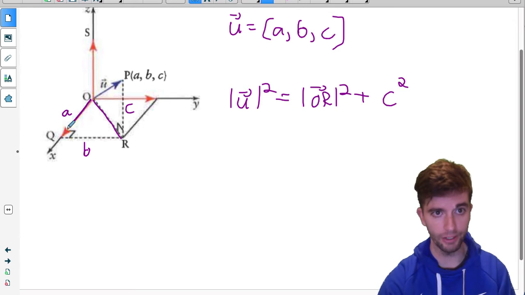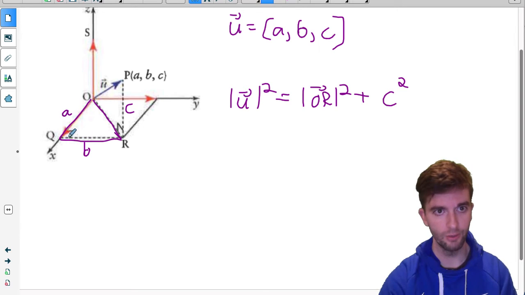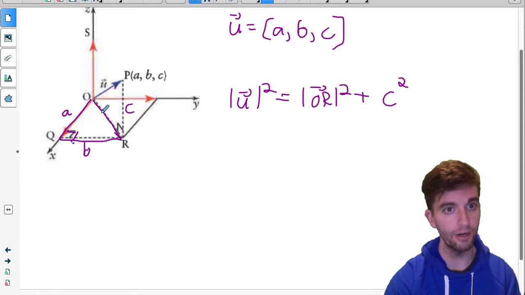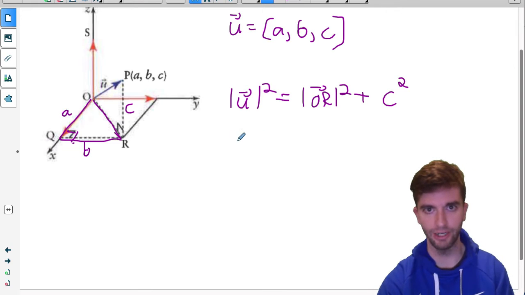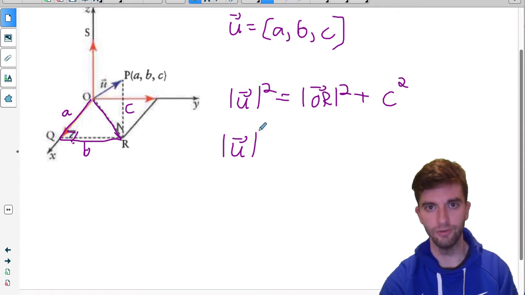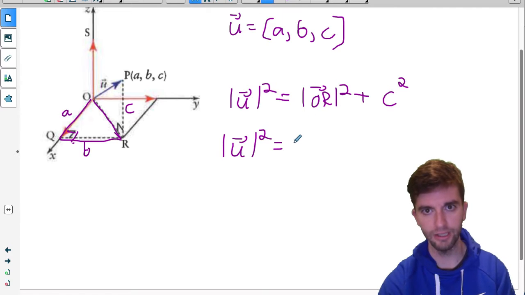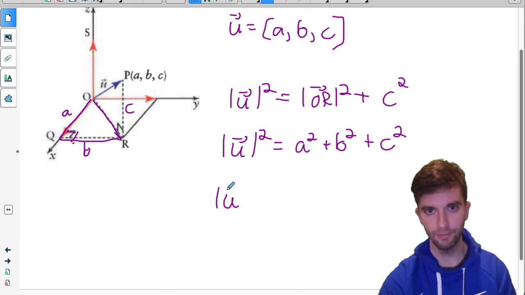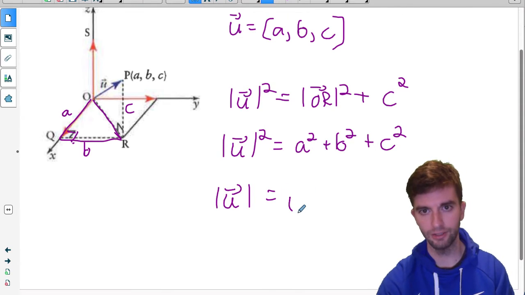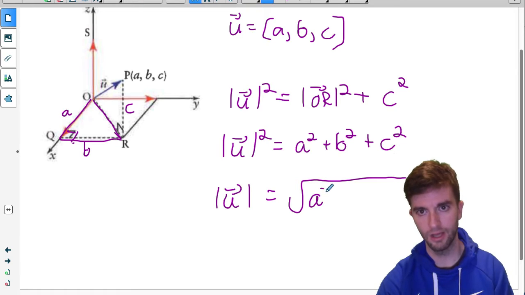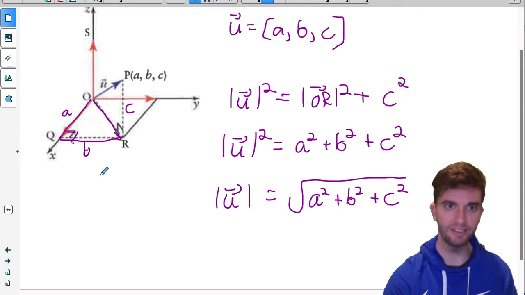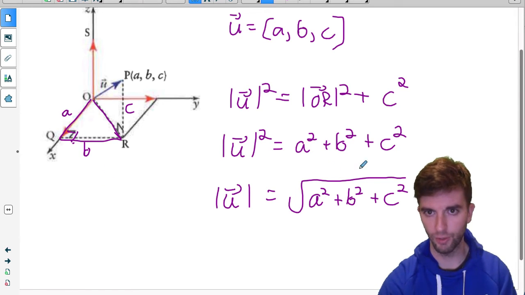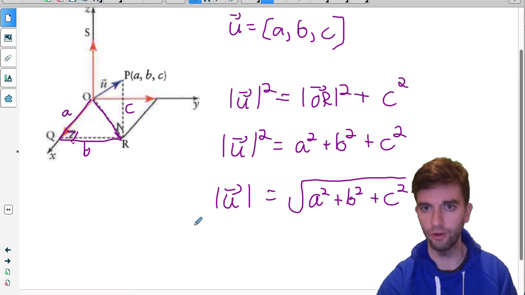I can do that by looking at this right triangle here with the right angle right there. Notice that the magnitude of vector OR squared would equal a squared plus b squared because of that right triangle. So over here, the magnitude of u squared would equal, well, I can replace this with a squared plus b squared. And then I can isolate the magnitude of u by square rooting both sides, and I get the magnitude of u equals the square root of a squared plus b squared plus c squared. So all I have to do to find the magnitude of a vector in 3 space is take the square root of the sum of the squares of all 3 components.